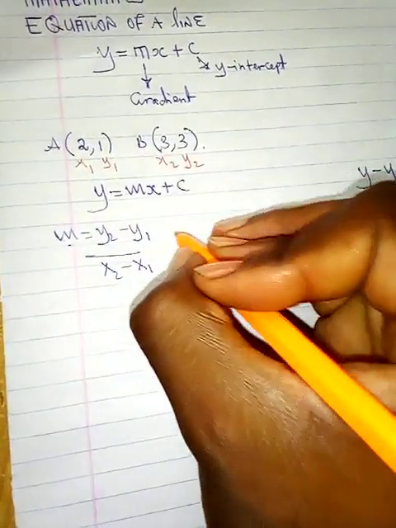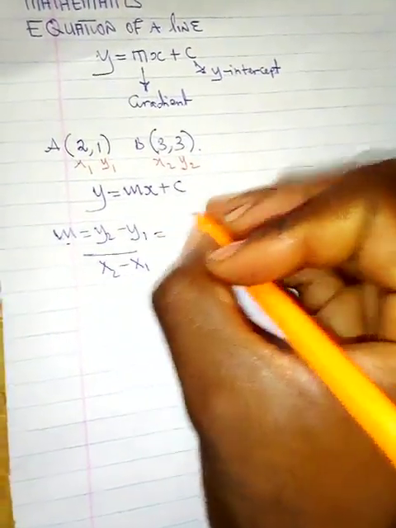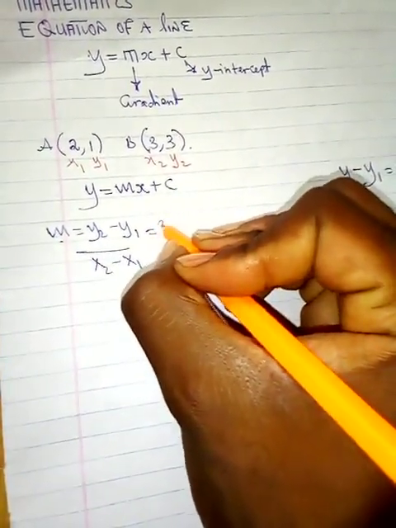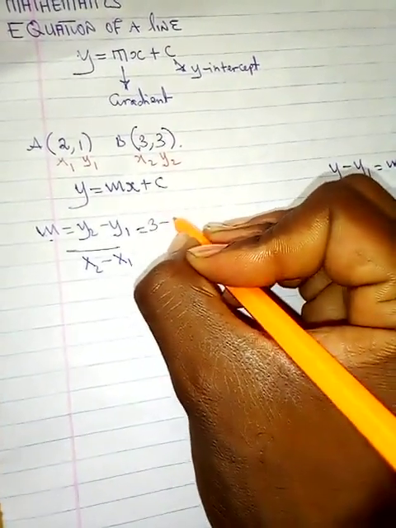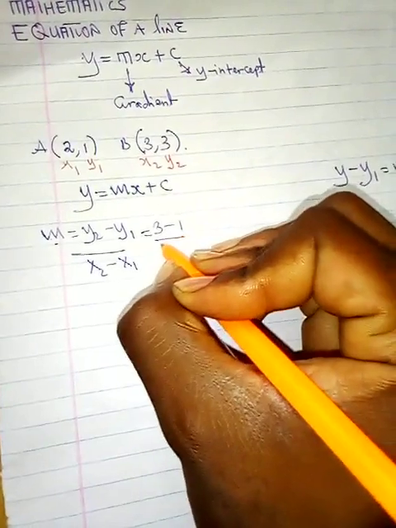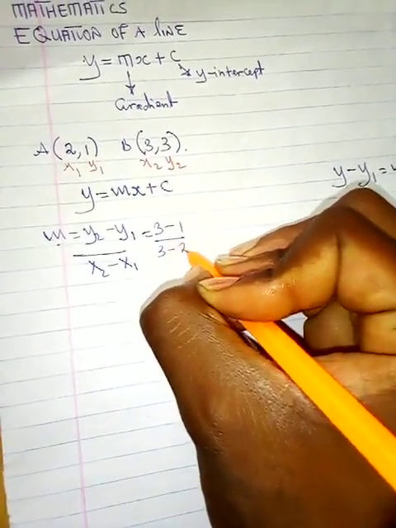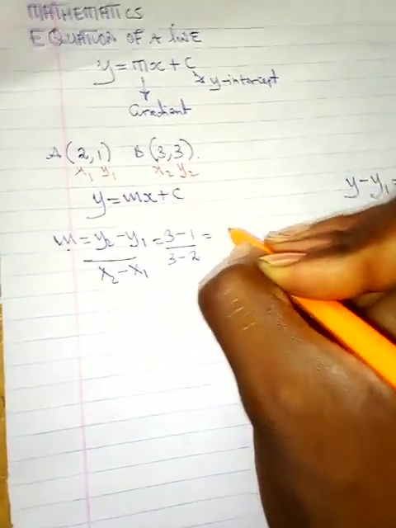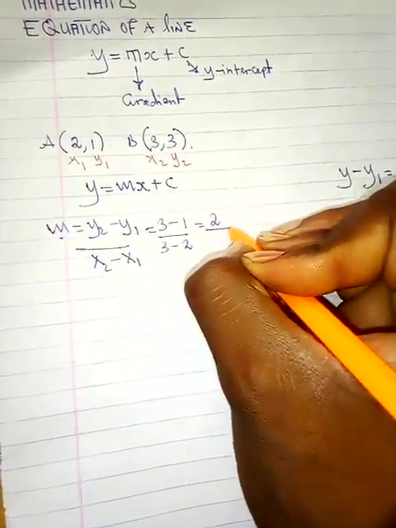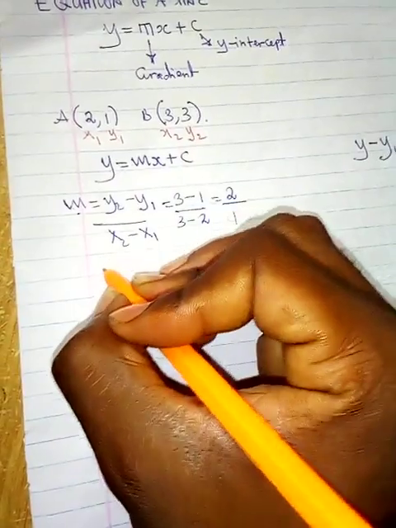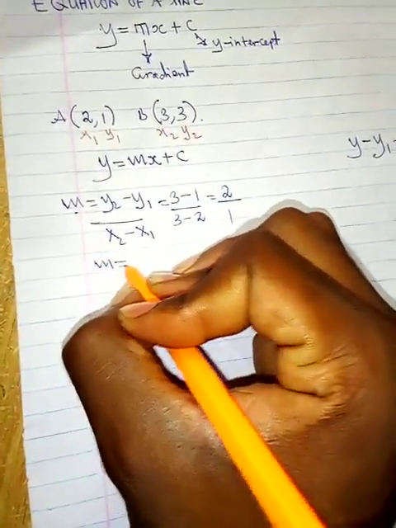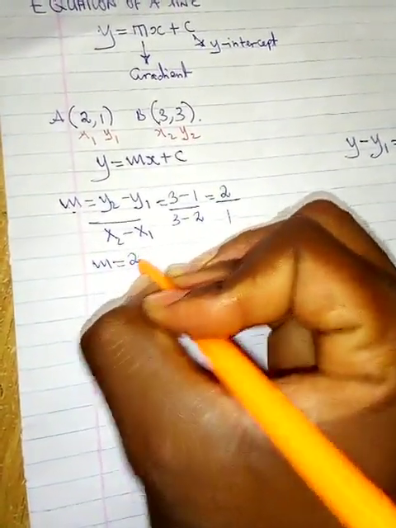So when we plug in our values, this is just going to be 3 minus 1 over 3 minus 2. 3 minus 1, definitely the answer is going to be 2, over 3 minus 2, the answer is just going to be positive 1. So at the end of the day, your gradient value is just going to be positive 2.